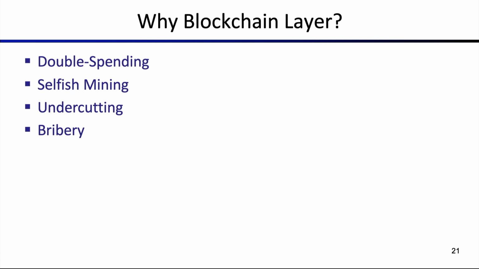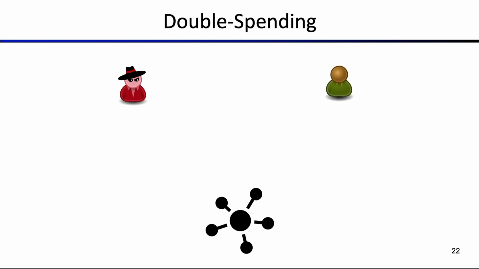Then there's selfish mining. It's a really brilliant idea that was presented a few years back. There's undercutting and there's bribery as well. We won't go into all details, but I just want to give you a little bit of an icebreaker for you to understand what the implications of blockchain layer security are. So the first example that we dive into today is double spending.